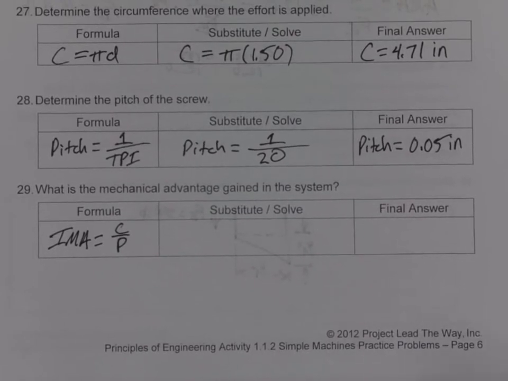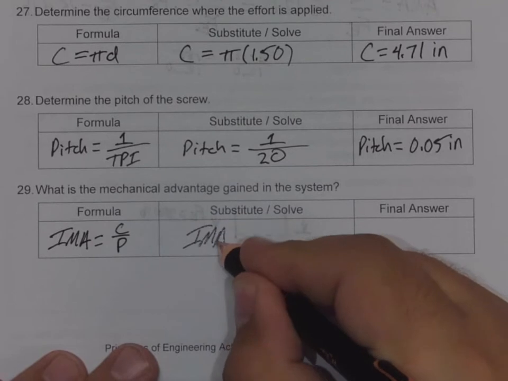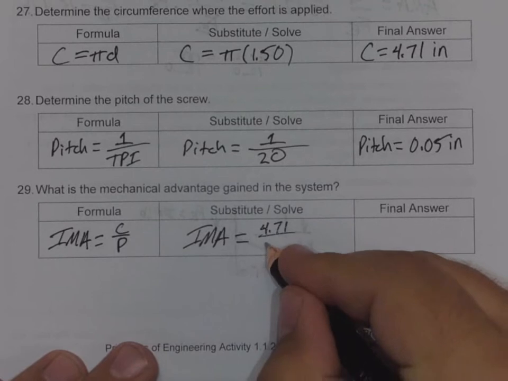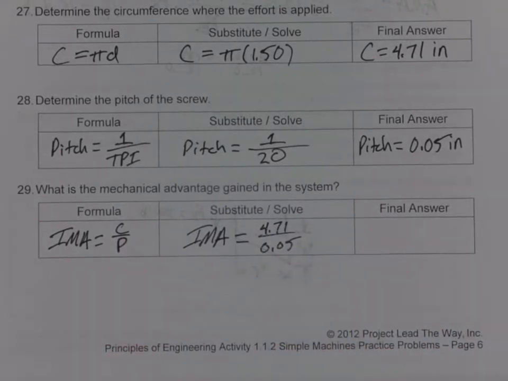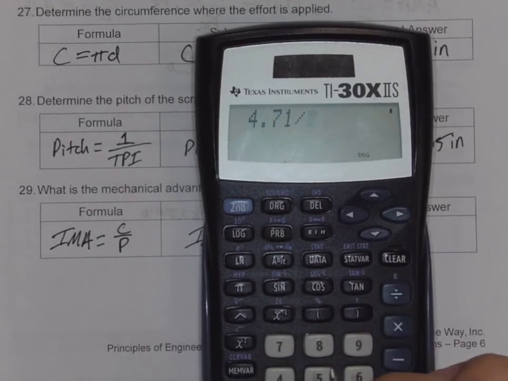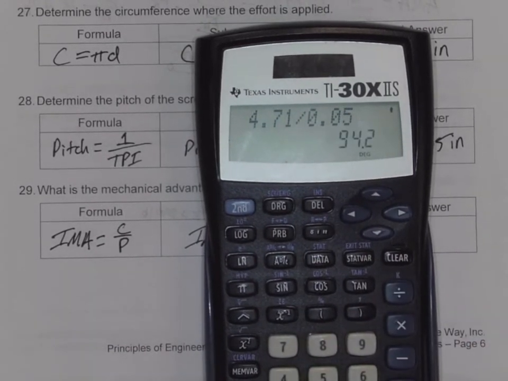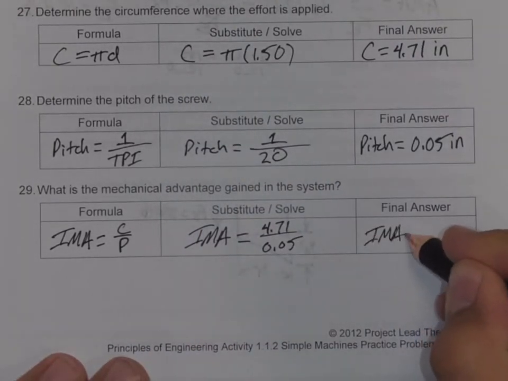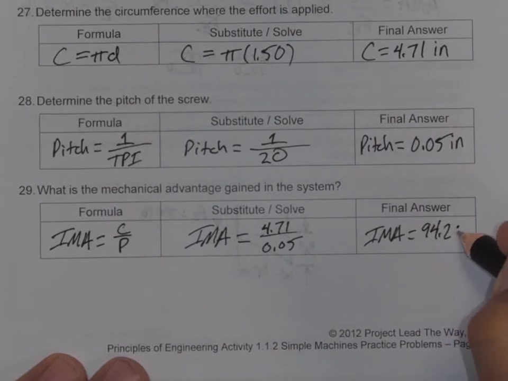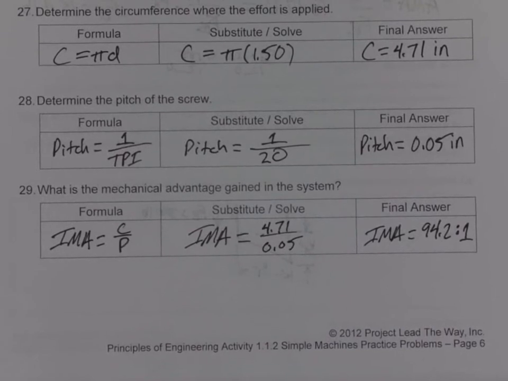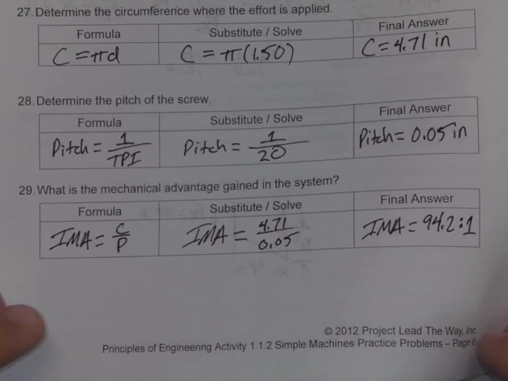So in the IMA, we can go ahead and put in our values of 4.71 divided by the pitch of 0.05. And when I do so, I get 94.2 for my IMA. 94.2 to 1. So very high mechanical advantage to allow us to overcome a lot of the resistance and everything that we have. So one last problem.